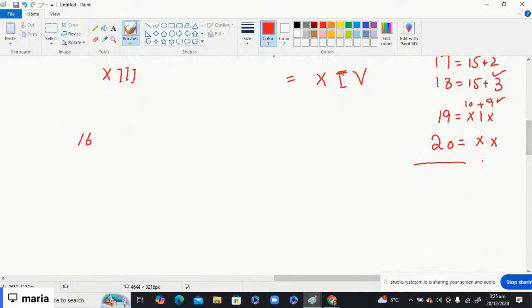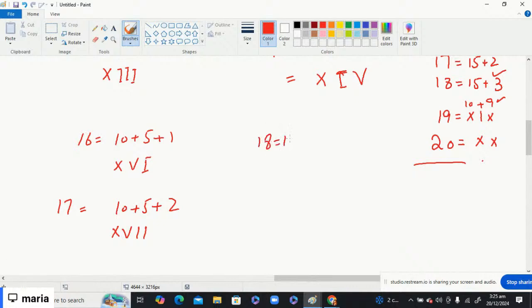If you're going to write down 16, it's 10 plus 5 plus 1. This is also the right answer. 10 is X, 5 is V, 1 is I. For 17, 10 plus 5 plus 2. 10 is X, 5 is V, 2 is 2 lines. For 18, 10 plus 5 plus 3. X, V and 3. For 19, 10 plus 5 plus 4. 10 is X, 5 is V and 4 is IV.